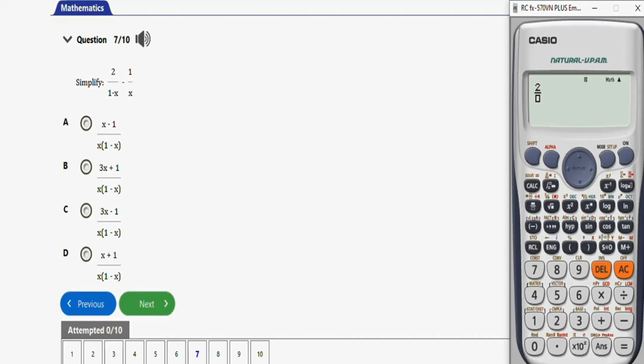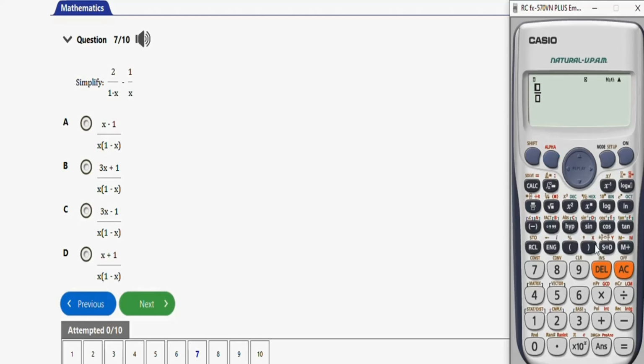2 over 1 minus x, minus a fraction 1 over x. Let's press equal to: minus 5 over 2. Right now, let's check the options. Any option that gives us minus 5 over 2 will be the answer.